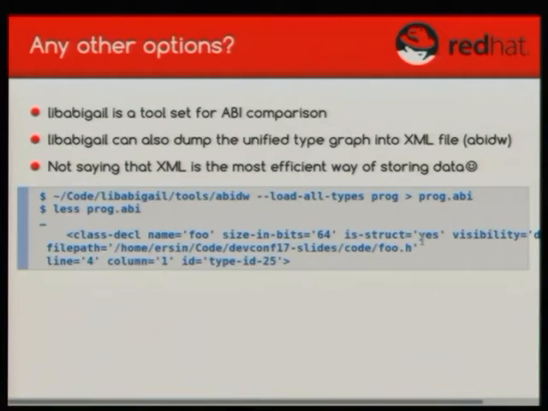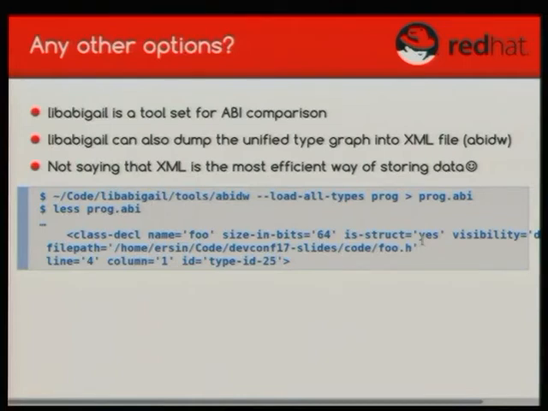decent ABI comparison tool. libabigail can also dump its output in the form of an XML file. XML is, I think, really very inefficient in the way it stores data, but whatever, it works, and it somehow gives us a file which contains the layout of your binary structures. So this is how it all looks.